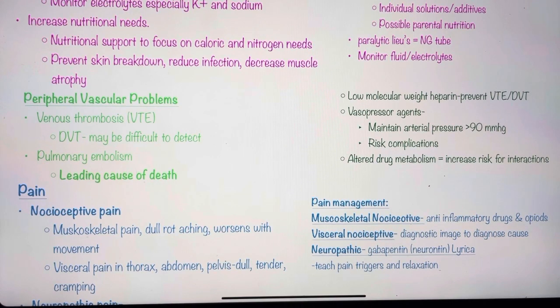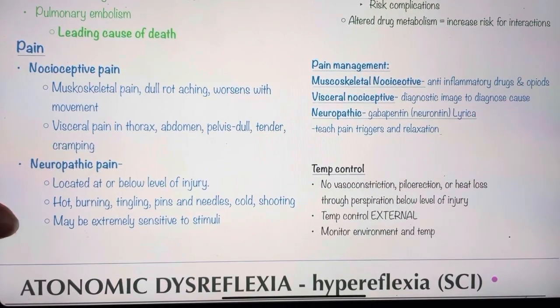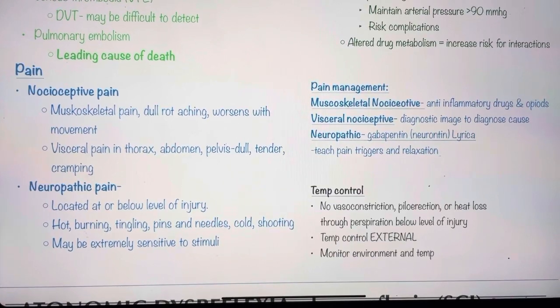Pain is unfortunately very common, and these patients are usually in a good amount of pain, so we want to make sure to manage that for them. There are different types of pain. There's nociceptive pain, which is musculoskeletal pain, which feels like a dull aching, which worsens with movement. There's also visceral pain, which typically happens in the thorax, abdomen, or pelvis, which is a dull, tender cramping. Neuropathic pain is always located below the level of injury. This is that phantom pain where they still feel the injury below it.